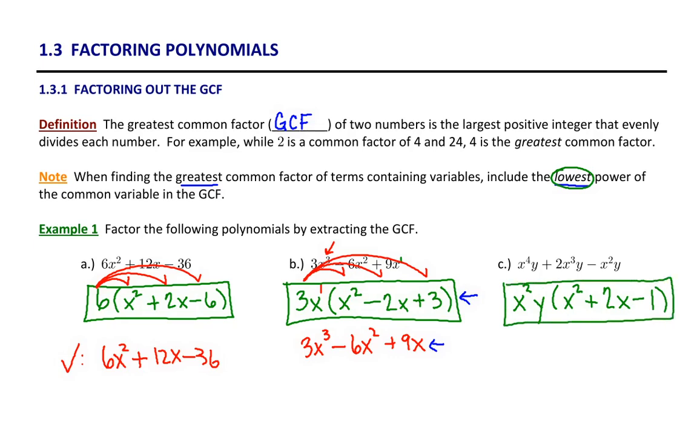To be sure, let's double check with multiplication. This not only will verify our answer, but it'll give us a little bit more practice with multiplication. So x squared y times x squared gives me x to the 4th y. Remember, we're adding exponents on like bases. x squared y times 2x gives me 2x to the 3rd y. And x squared y times negative 1 gives me negative x squared y. Factoring out the GCF is always going to be the first thing you look for when you attempt to factor a polynomial. We'll look at another technique in the next video.